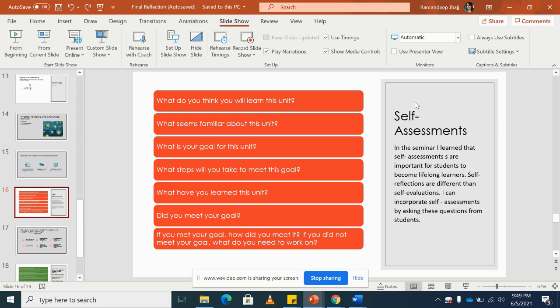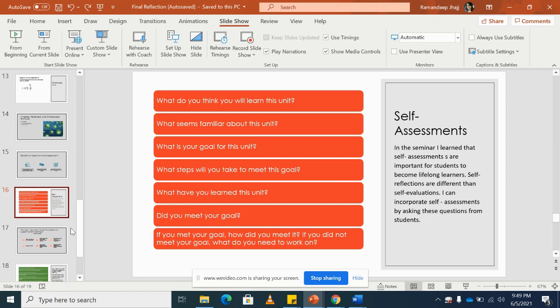They will answer questions like, what have you learned this unit? Did you meet your goal? If you met your goal, how did you meet it? If you did not meet your goal, what do you need to work on? So these are the questions that students can use for self assessments.